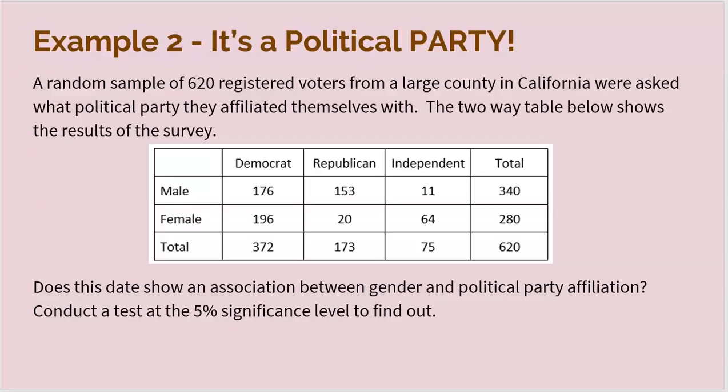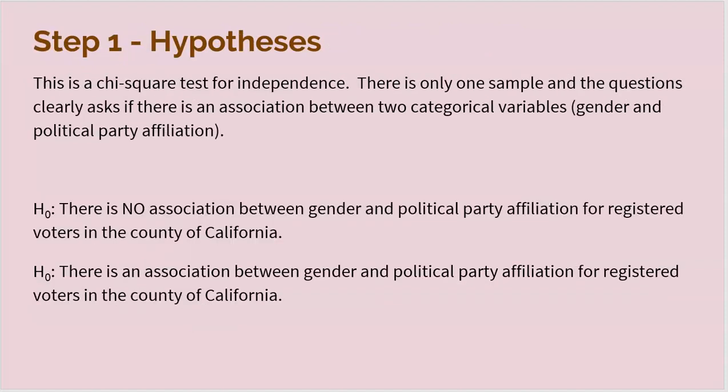All right, let's look at our next and last example about political parties. So remember, this was one sample of voters from a large county in California, and we asked them their gender and their political party affiliation: Republican, Democrat, Independent. The question says, does this evidence show that there is an association between gender and political party affiliation? And it wants us to use a 5% significance level.